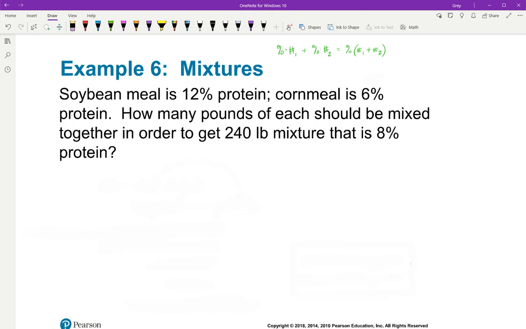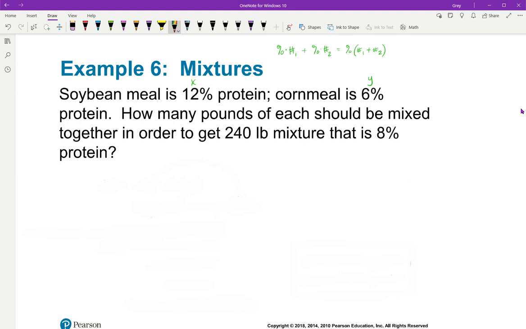Soybean meal is 12% protein. Cornmeal is 6% protein. How many pounds of each should be mixed together in order to get a 240-pound mixture that is 8% protein? So I want to know how many of each. So your variables generally answer your question. So I'm going to let X be my soybean meal and Y be my cornmeal.